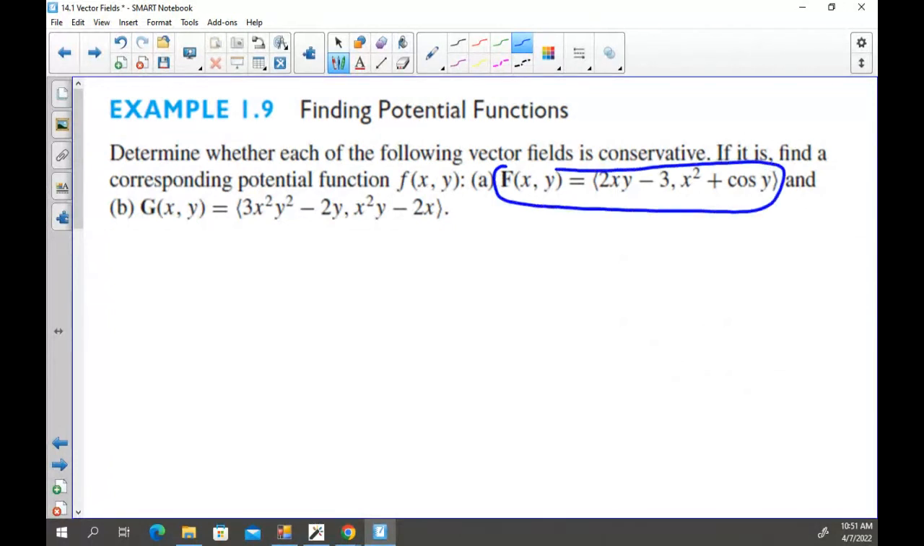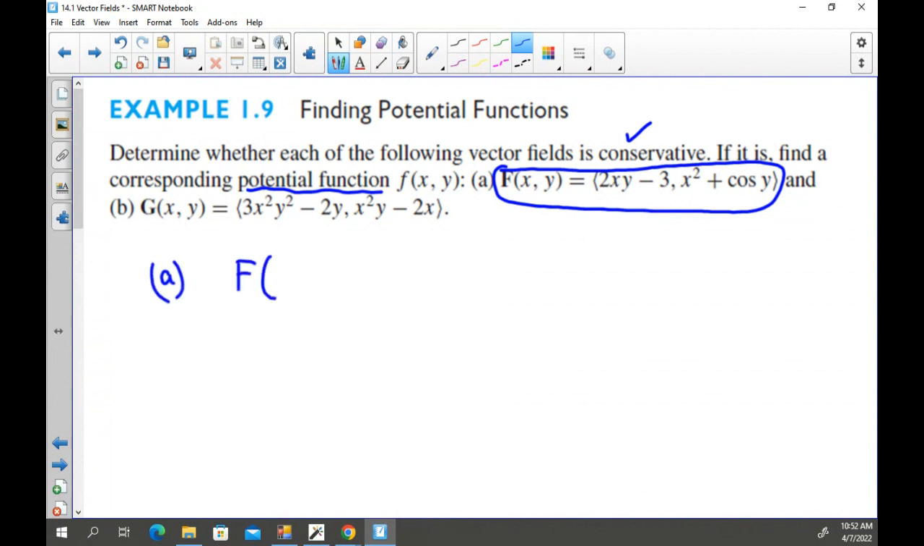Here is a vector field. I want to find its potential function, if it exists. Sometimes it will not exist. If it exists, we will say that F is conservative. Conservative means it has a potential. If the potential does not exist, by solving, we will find some problems somewhere. So let's do A.